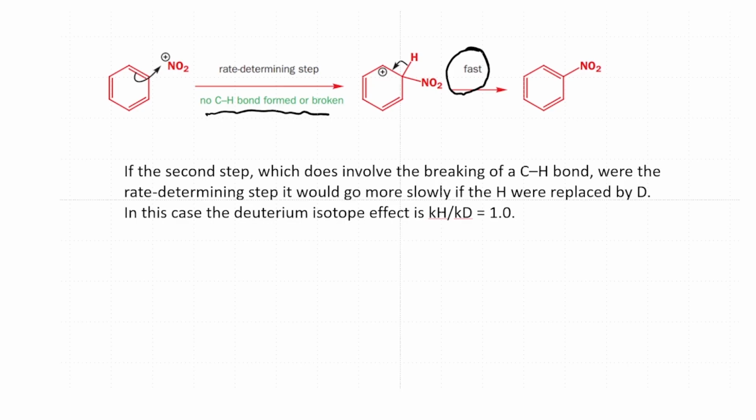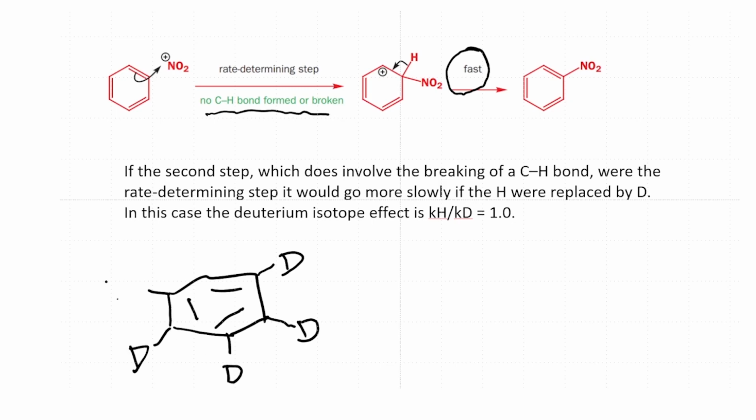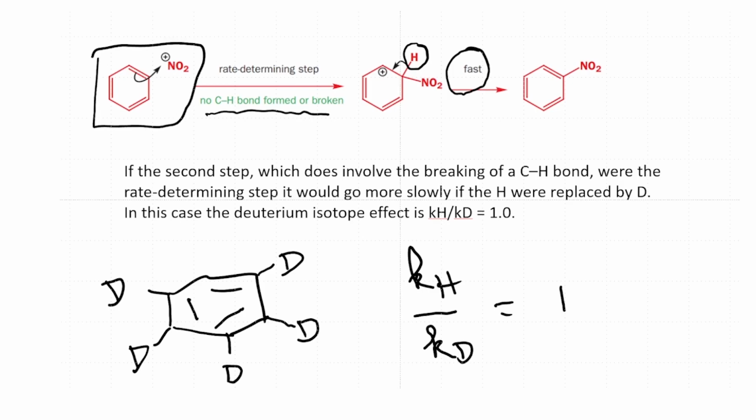When we do the experiment where we replace all hydrogens by deuterium and measure the rate of the reaction, what we find is that kH by kD equals 1. What this tells us is that the breakage of the carbon-hydrogen bond, although it occurs during the reaction, is not involved in the rate determining step, because the rate determining step is the loss of aromaticity, which is the first step.